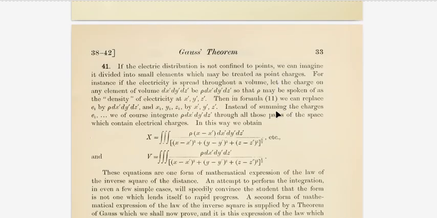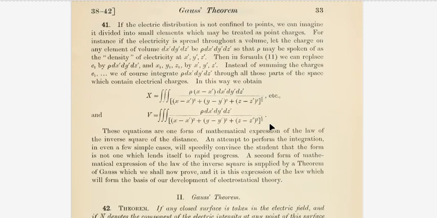Instead of summing the charges E1, we of course integrate rho times dx' dy' dz' over all those parts of the space which contain electrical charges. In this way we obtain two equations here on the screen. These equations are one form of mathematical expression of the law of the inverse square of the distance. An attempt to perform the integration, in even a few simple cases, will speedily convince the student that the form is not one which lends itself to rapid progress.